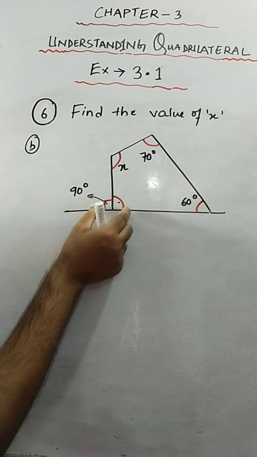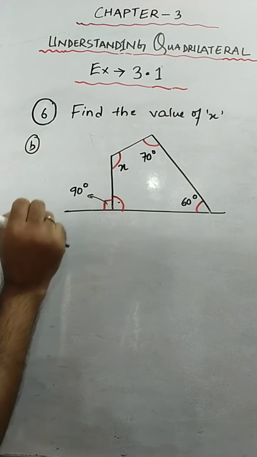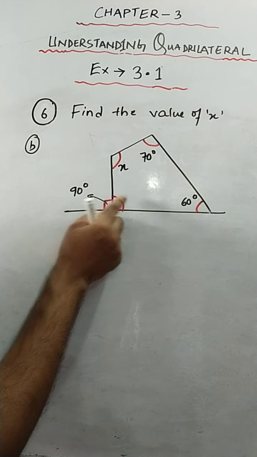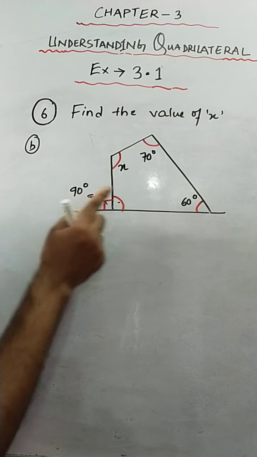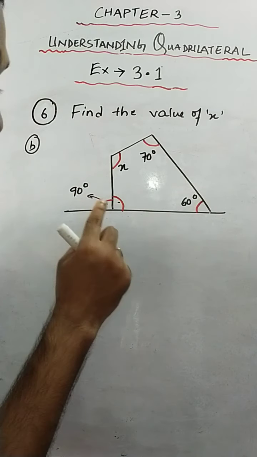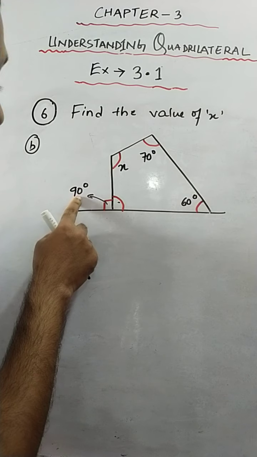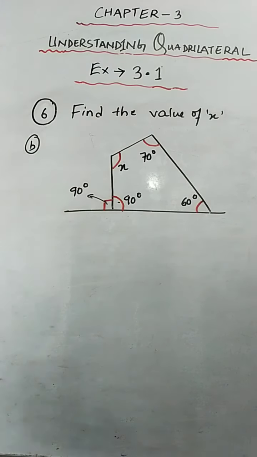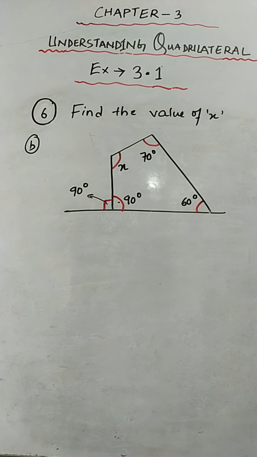Now because these two angles are linear pairs, fine, these two angles are a linear pair, isn't it? So how to get this answer? We have to subtract this angle from 180 degree. So if you do that, 180 minus 90 is what? 90 degree. So in this way, this angle is also 90 degree.